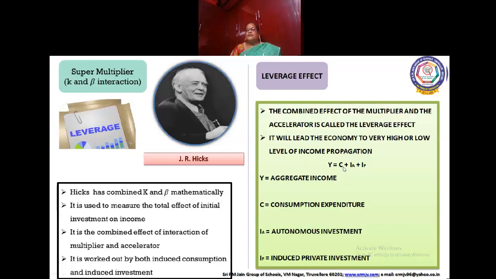Y is equal to C plus IA plus IP. Y refers to aggregate income, C refers to consumption expenditure, IA refers to autonomous investment, and IP refers to induced private investment.